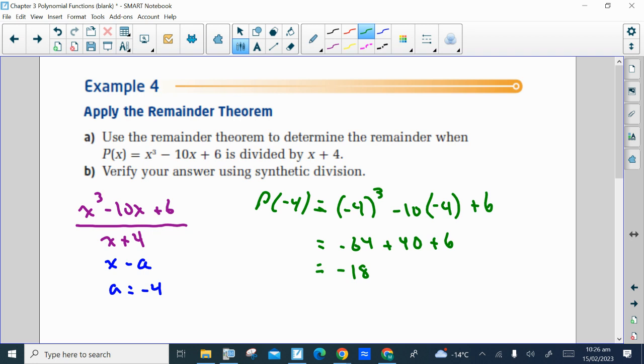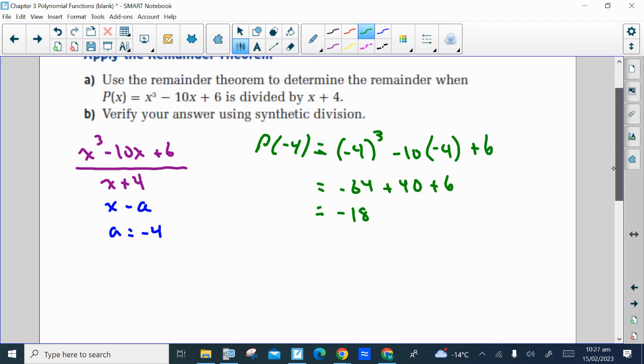So again, that means that when you divide p at x by x plus 4, the remainder is going to be negative 18. It tells us that x plus 4 does not divide evenly into p at x. For that to happen, the remainder would need to be 0, but it's not. It also tells us then that x plus 4 is not a factor of p at x. And that's what we're working towards. We're trying to find the factors of a polynomial. So we want to verify our answer using synthetic division.